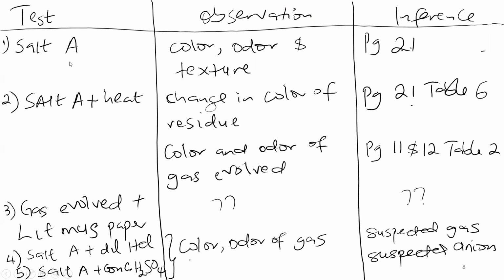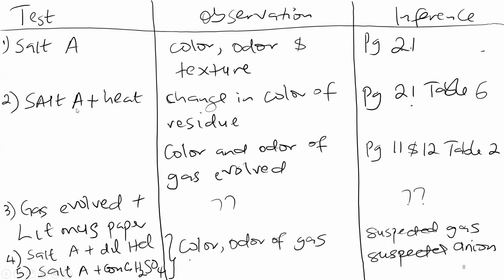in the lab? First of all, how do we report? So we start with our salt A. It always includes the code of your salt. So we have our salt A, we look at the color, the odor, and the texture. We get our inference on page 21.